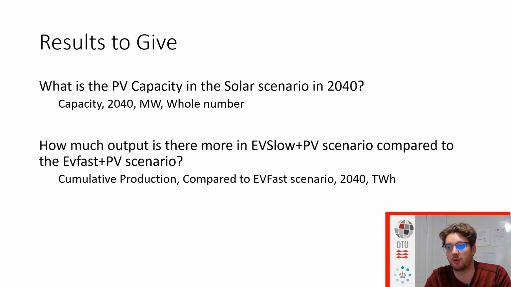The second answer I want is, how much output is there more in the EV slow plus PV scenario compared to the EV fast PV scenario? So that is the cumulative production compared to the EV fast scenario in 2040 in terawatt hours, and I want it just for all of the different technologies. So does EV slow cause more production of electricity to happen, or does it decrease it? If it's a decreased number, put a minus in front of it. So that is the cumulative production compared to EV fast in 2040 in terawatt hours, and again whole numbers.